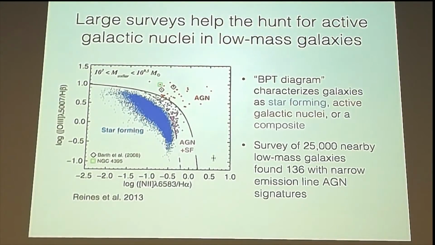This particular one is from a study that was done in 2013 by Amy Reines, where they looked at 25,000 nearby low-mass galaxies with emission lines, plotted them on this diagram, and found 136 that fell in either the AGN or composite region of this diagram. That may not sound like a lot, 136 out of 25,000, but it was actually an order of magnitude increase in the number of galaxies with this mass that we knew to contain an active galactic nucleus. So this was a real step forward in this field.